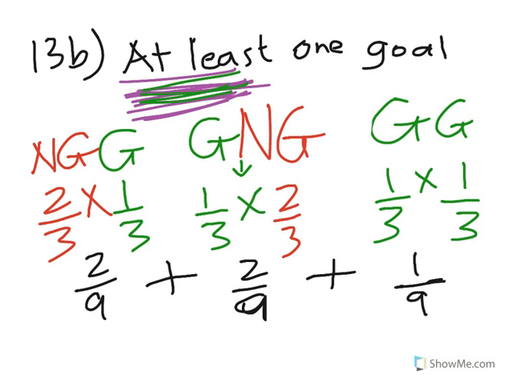Yeah, so then all you've got to do is add these probabilities together to get the total probability. Since they have the same denominator, you can just add the numerators. So it becomes 2 plus 2 plus 1, which is 5 over 9, as the probability that she'll score at least one goal, meaning one or more.